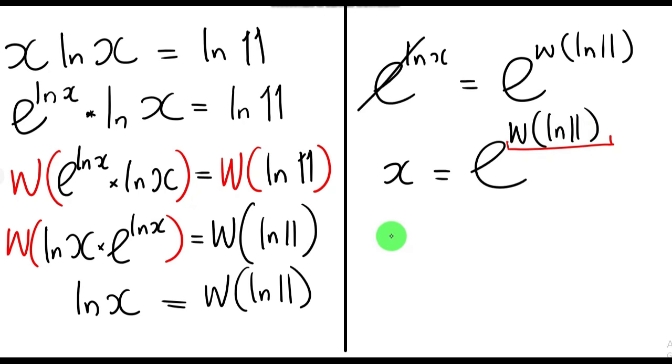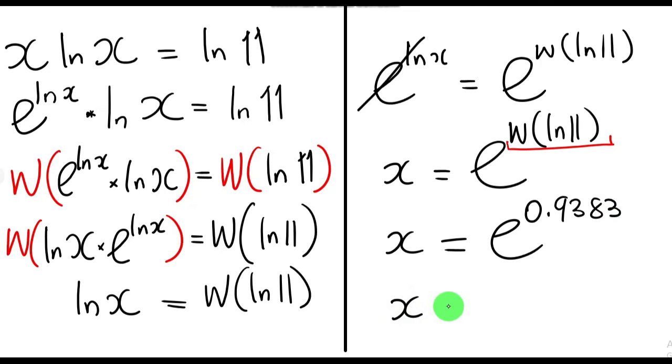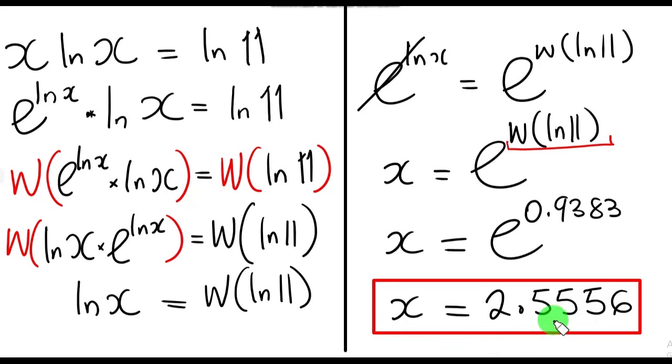Now we have x equals exponential of 0.9383. At the end of the day, by punching the calculator to find the exponential of 0.9383, we're going to get 2.5556. This is the final answer.